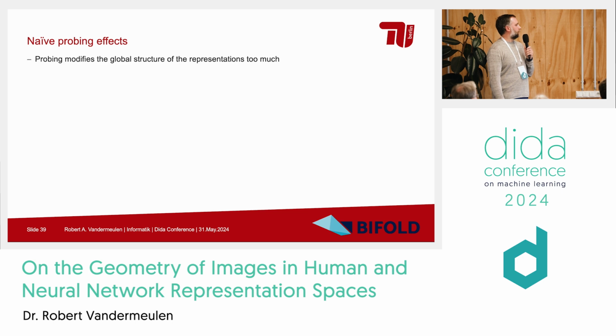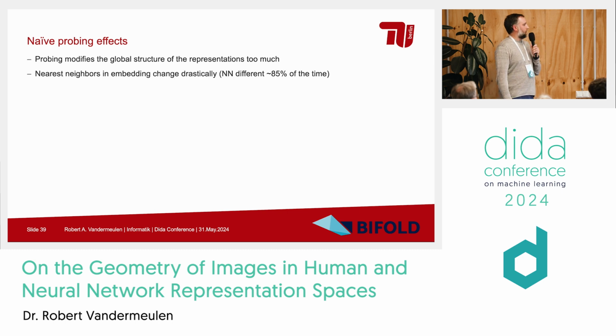So why is this happening? Probing modifies the global structure of the representations quite strongly, so the nearest neighbor in embedding space changes drastically. We can go through 50,000 ImageNet images, and for each image, look at its nearest neighbor and see if this changes after probing. With the naive probing, for 85% of the points, it had a new nearest neighbor, which is kind of crazy. So almost like locality is just destroyed by doing this.